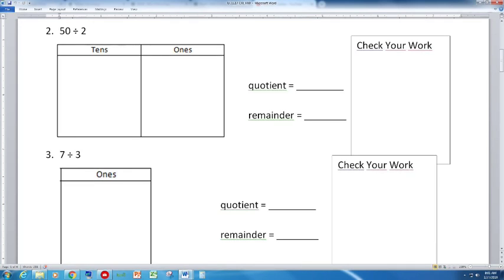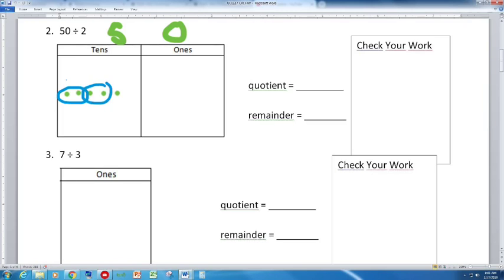Number 2 is 50, so we put 5 in our tens. If you want to, what you can do is put a 5 and then a 0. 1, 2, 3, 4, 5, and we have 0 ones. So we make our groups of 2, 2.